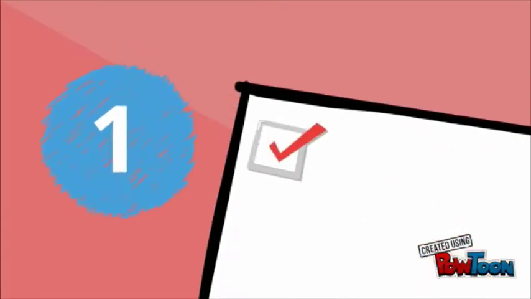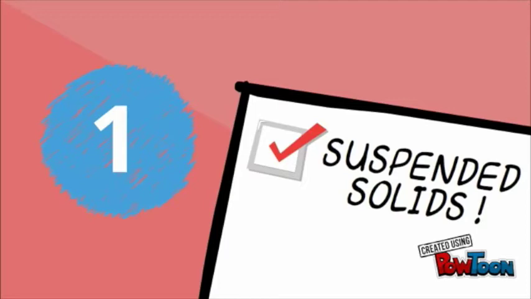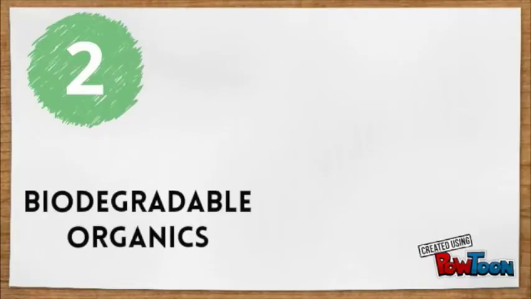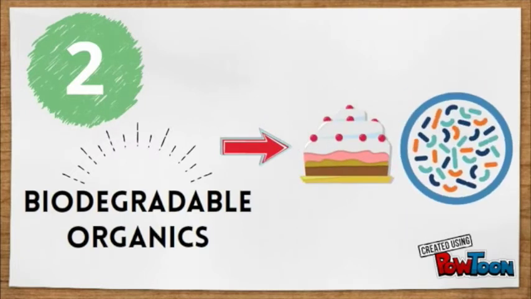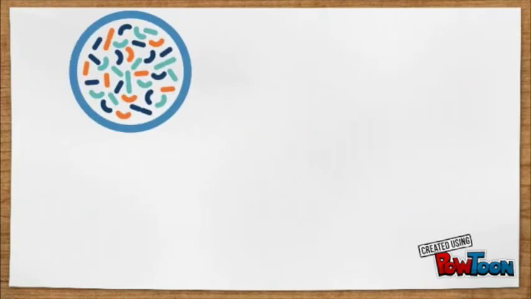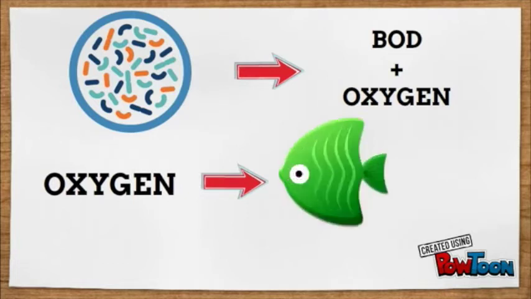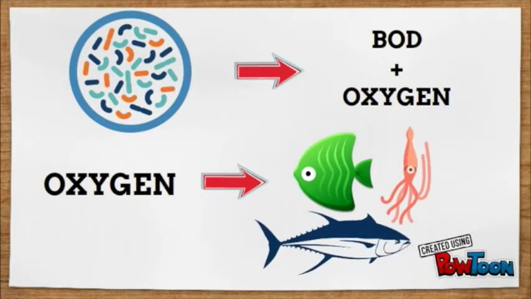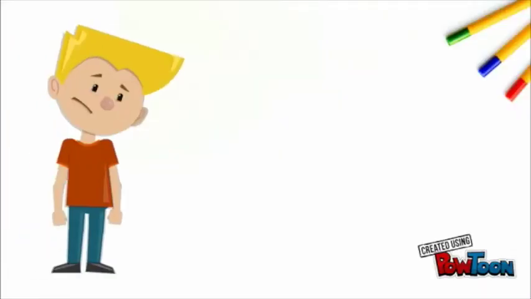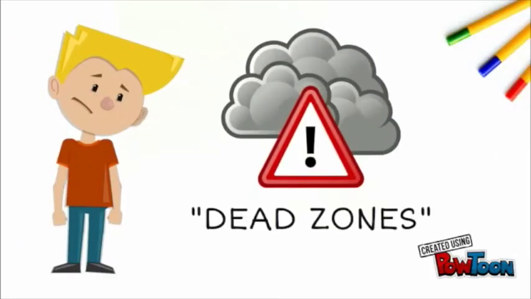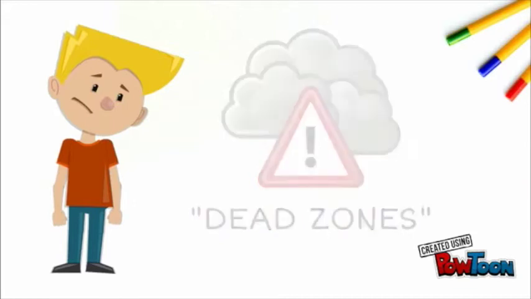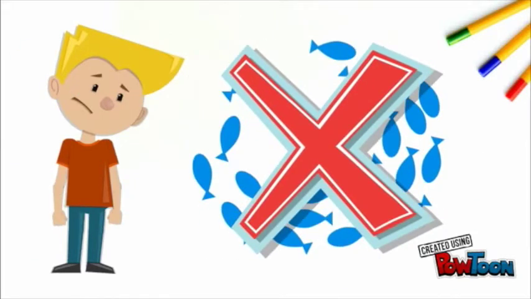The first is suspended solids. The second is biodegradable organics, which can serve as food for microorganisms. Microorganisms combine this matter with oxygen from the water to yield the energy they need to thrive and multiply. Unfortunately, this oxygen is also needed by fish and other organisms. Heavy organic pollution can lead to dead zones, where no fish can be found.